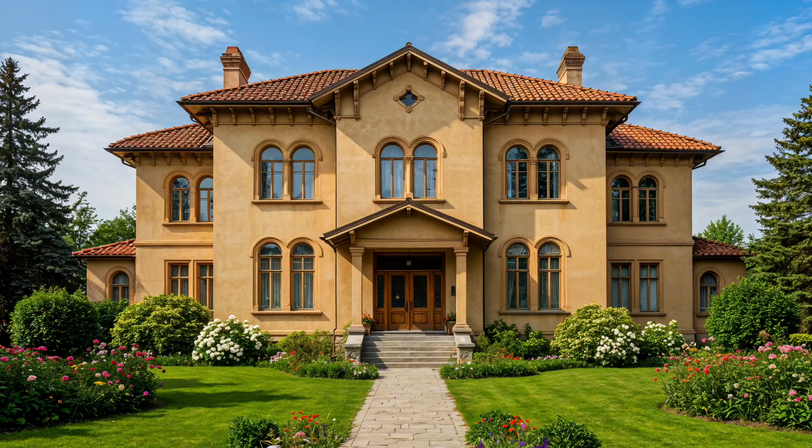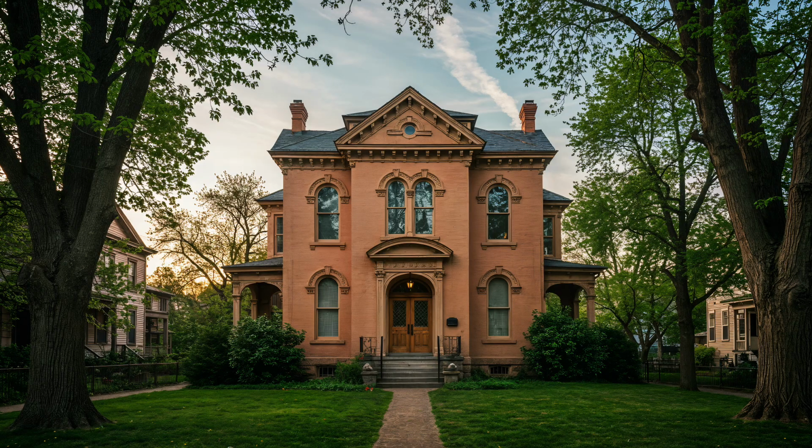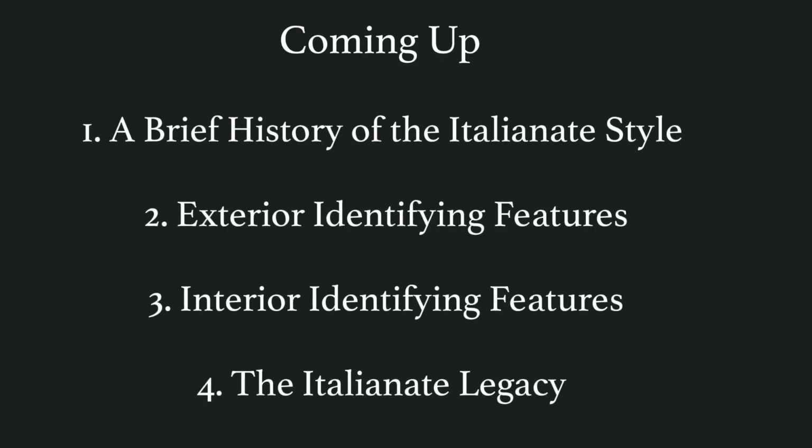Today, we are diving into one of the most romantic and ornate homes of the 19th century, the Italianate. With its tall windows, decorative brackets, and stately presence, this style brought a touch of European charm to the American streets. In this video, we'll explore the origins of the Italianate style, when it became popular, what set it apart from previous architectural styles, as well as the iconic exterior and interior features, and then we'll wrap up looking at how the Italianate has stood the test of time.